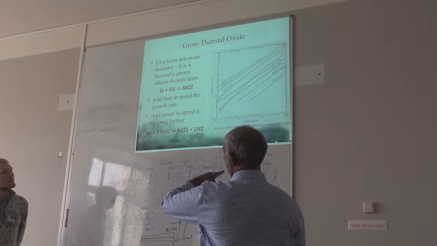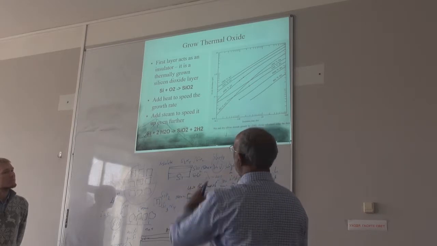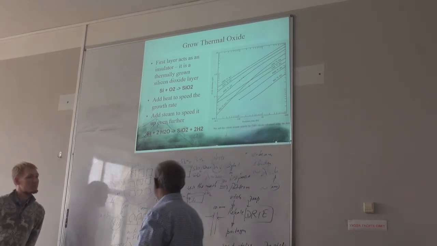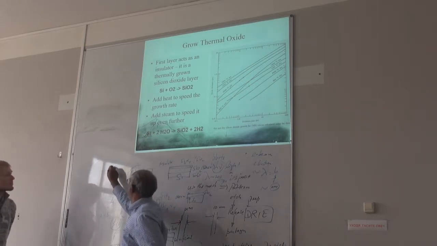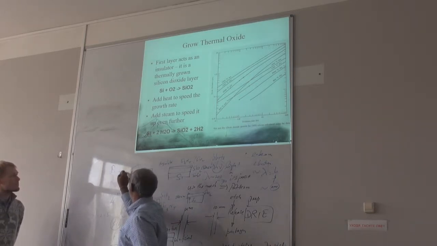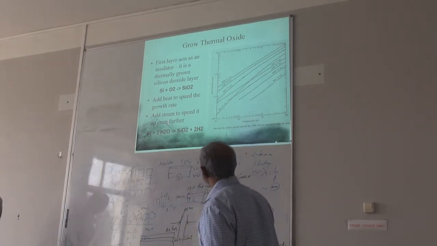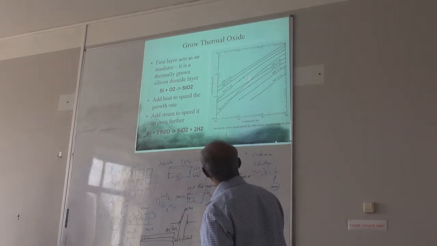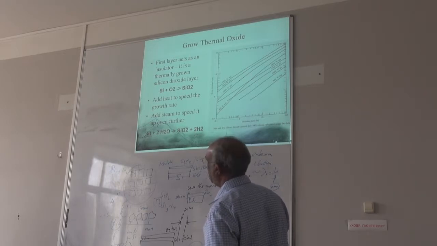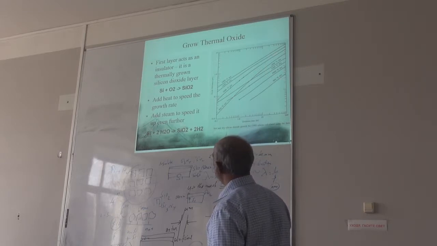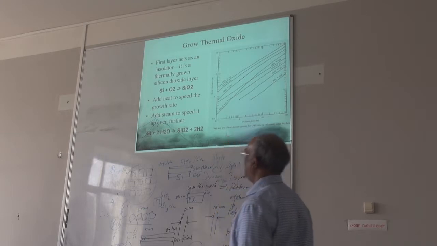So if you want to grow faster, then you have to use water. You just expose the silicon to water, and then it grows much faster. Still growing silicon dioxide, you can see the growth rate is much faster. This is called wet oxidation. This is called dry oxidation. So usually, with wet oxidation, you can do it faster.